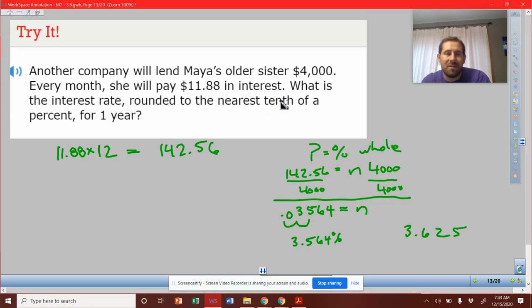It did tell us to round to the nearest tenth. So if we're rounding this to the nearest tenth, we're going to look at our hundredths place, and we're going to say to our tenth, we need to round you up because 6, so we're going to get 3.6%.